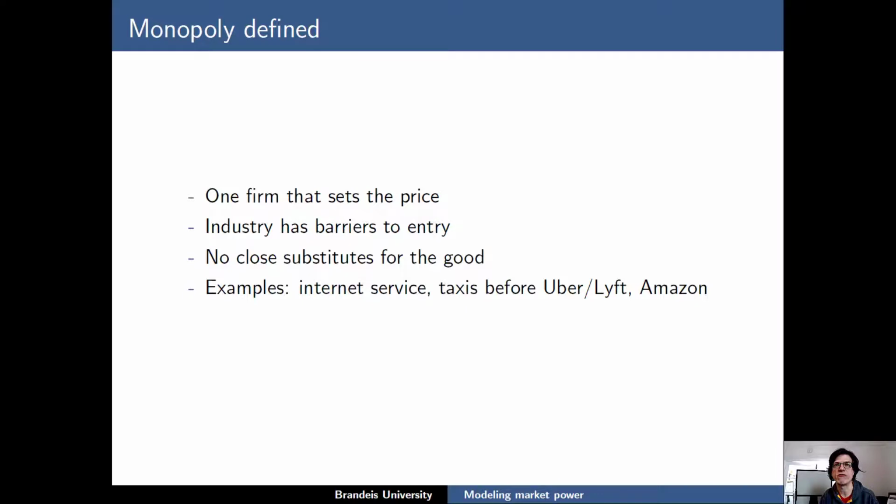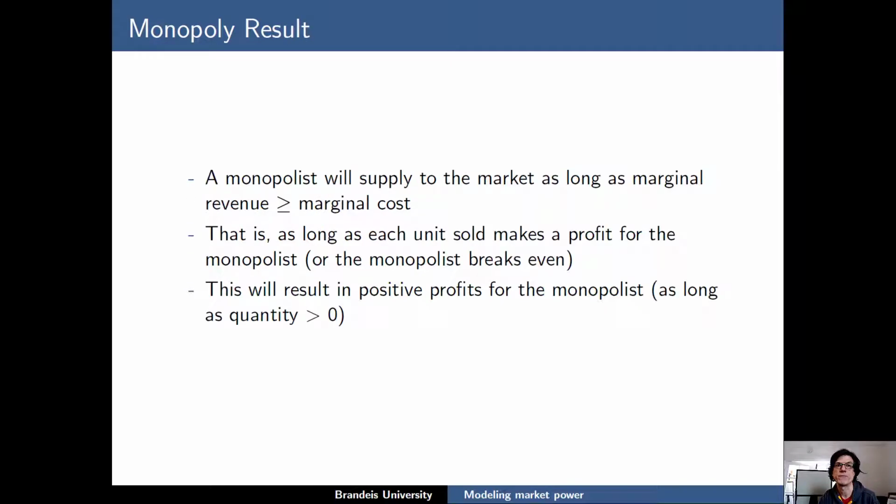So again, let me define monopoly. It's one firm that sets the price. The industry or the market must have high barriers to entry, and there must be no close substitute for the good. If there's a close substitute for the good, consumers would just go and consume the other good, so this monopolist actually doesn't have a lot of market power. When you think about some monopolies in your life, you could think about the internet service, how you get internet at your house. You could think about taxis in a city before Uber and Lyft became prevalent. And you can think about Amazon. These are all examples of monopolies that we have in our current life.